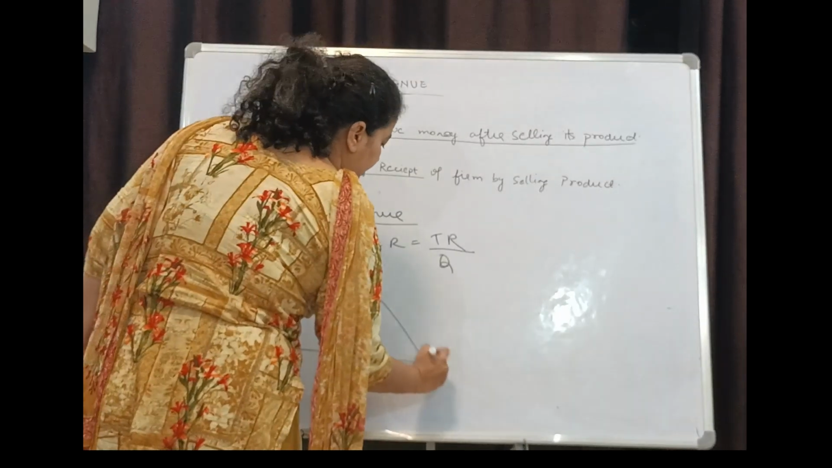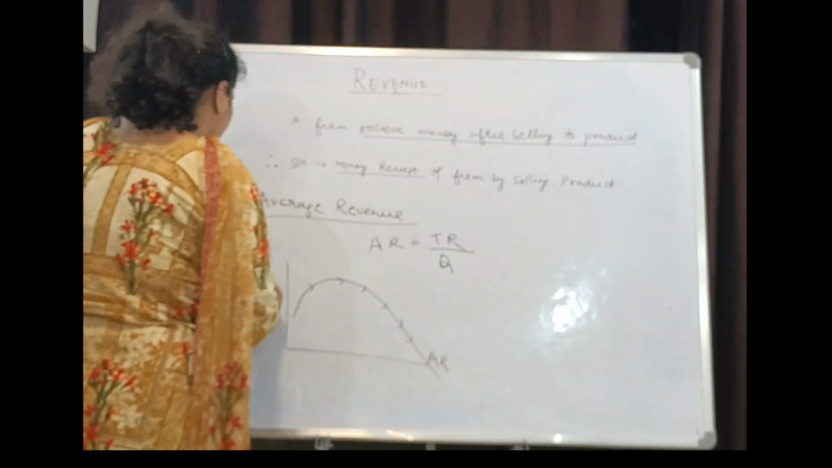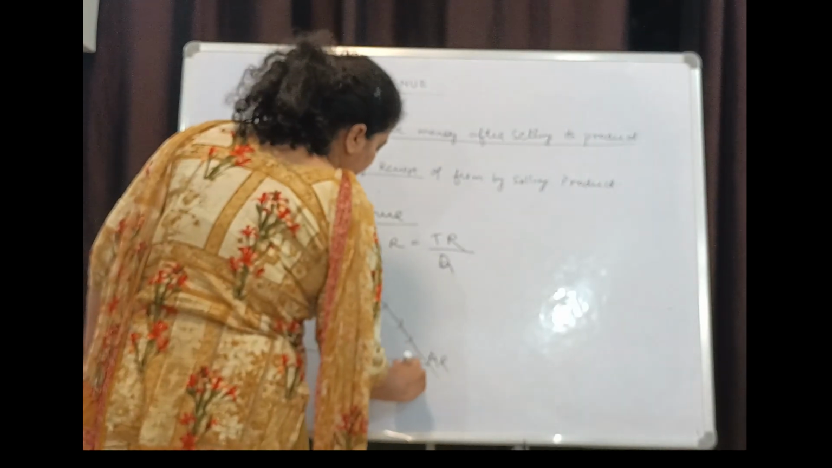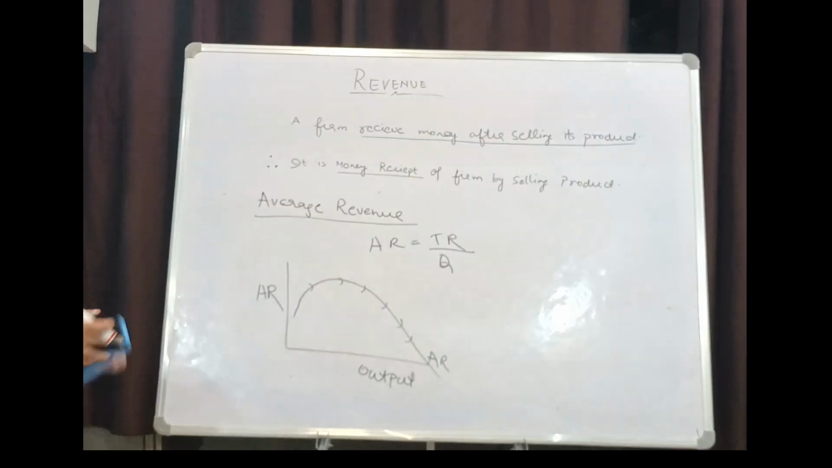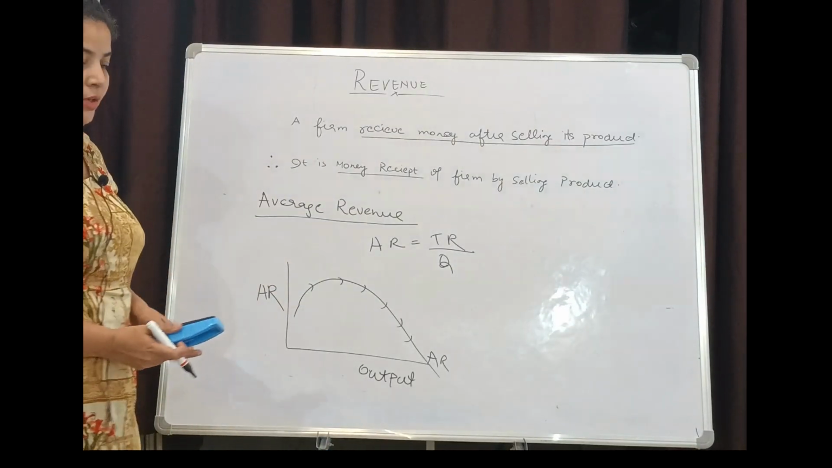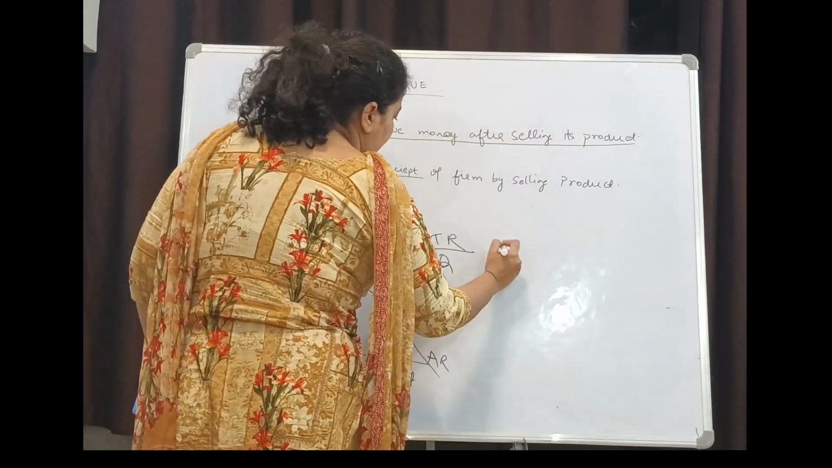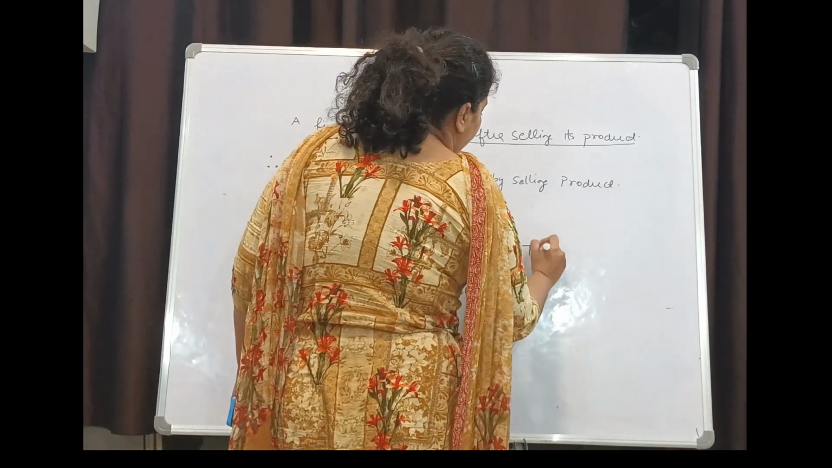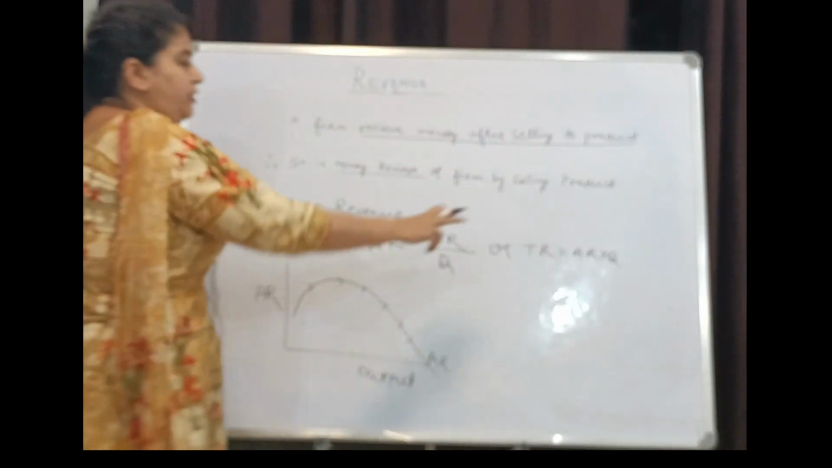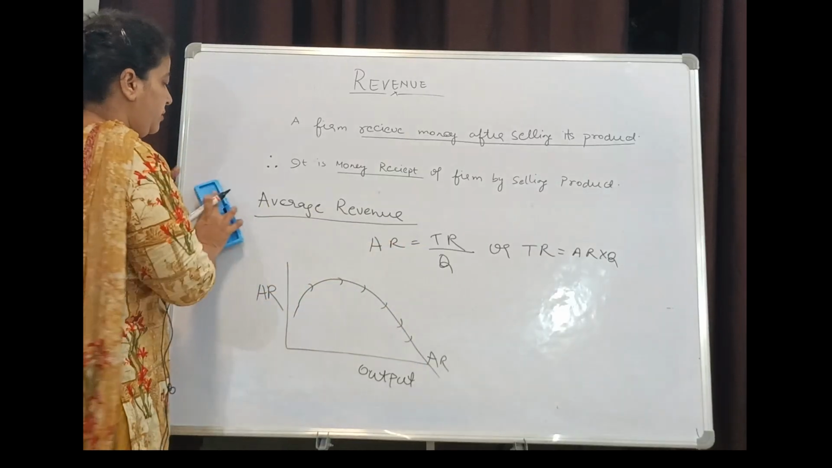this is AR. So total revenue, marginal revenue, and average revenue. This is AR. Or we can write TR is equal to AR into Q. That will give us AR. This is how we denote it.